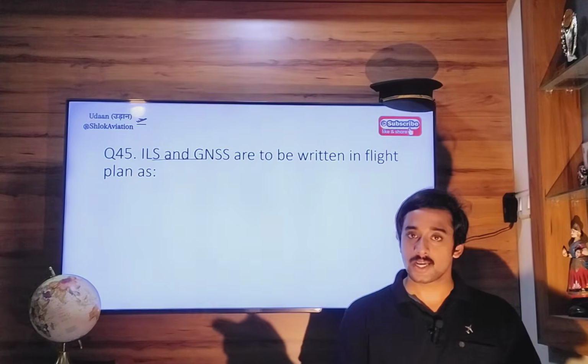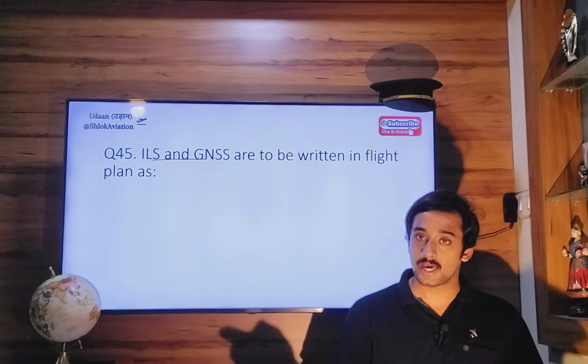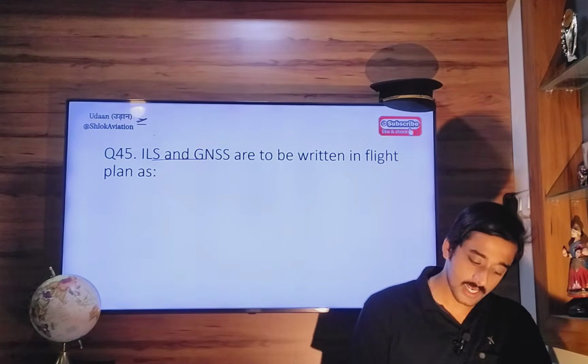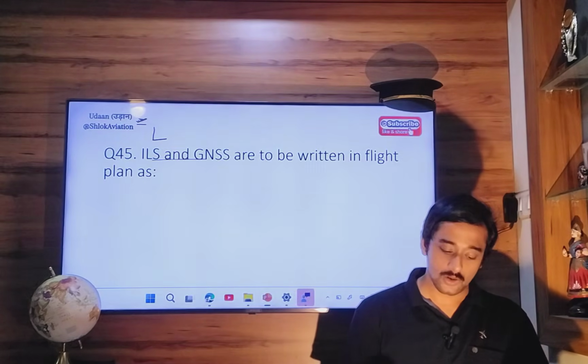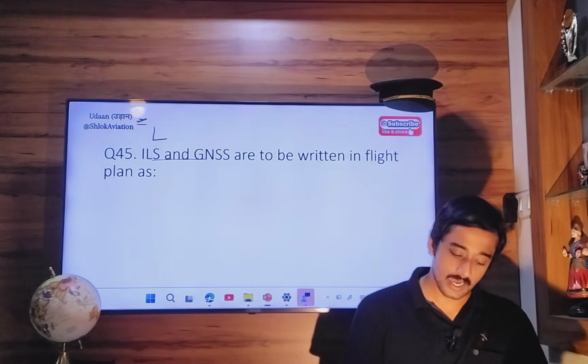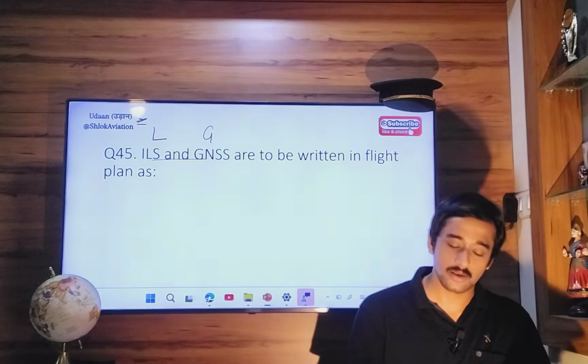ILS and global navigation satellites are to be written in the flight plan as what? So ILS is written as Lima L. Global navigation satellite is written as G. Okay.